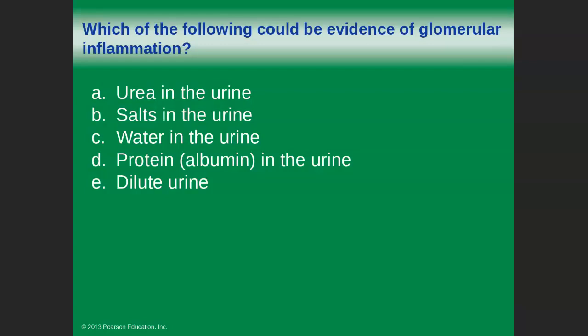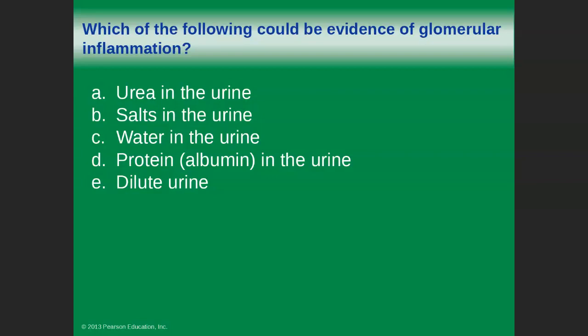Which of the following can be evidence of glomerular inflammation? Well, yeah, protein. That's right. That's exactly right. Protein is right. And the reason for that is when you have glomerular inflammation, that means that's usually from an infection, like a UTI. And it usually is from an inflamed glomerular capillary.